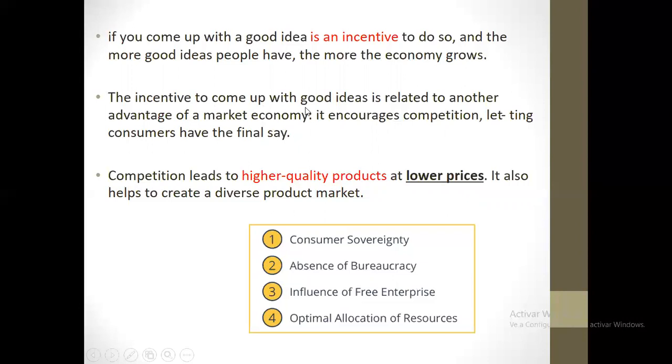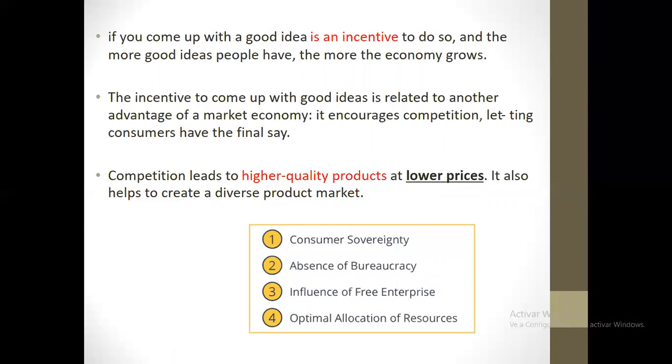The incentive to come up with good ideas is related to another advantage of market economy. It encourages competition, eso es lo que le acabo de decir, la competencia. Si tú ves que en un sitio me están ofreciendo algo más, que tengo una ventaja sobre la competencia, me voy mejor acá, voy a comprarlo acá. En vez de repente el Rey me está ofreciendo a mejor precio o alguna promoción, me voy para el Rey, o al 99, o al Extra. ¿Ya? Los incentivos. Competition leads to higher quality production at lower price. It also helps to create a diverse products market.